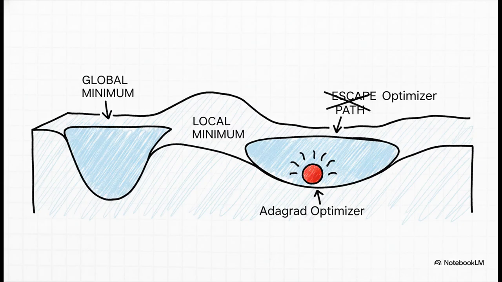On top of that, Adagrad has no momentum. You know, think of a ball rolling down a hill. Momentum helps it roll right over any small bumps in its path. Without that, Adagrad can get stuck in a shallow little dip, unable to build up the speed it needs to escape and find a much deeper, much better solution nearby.